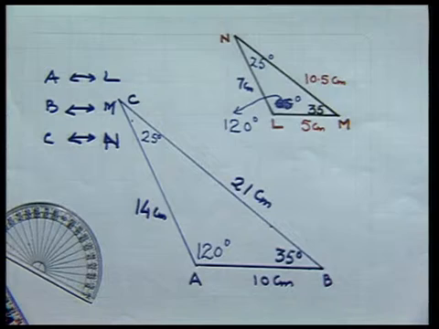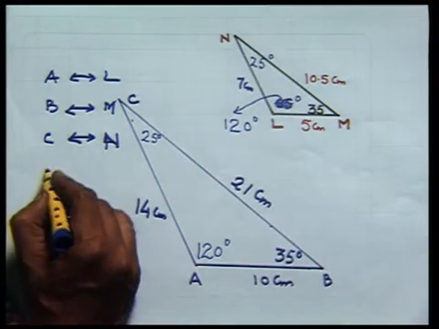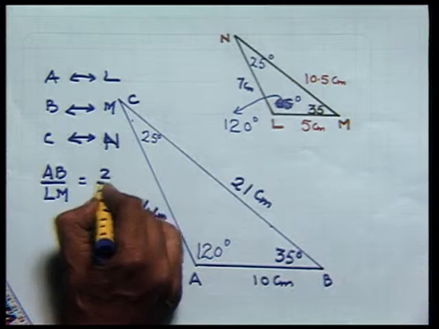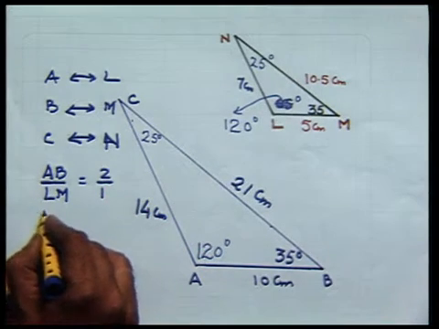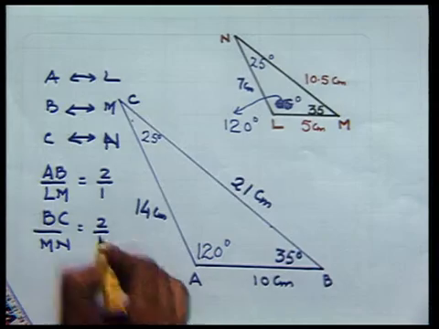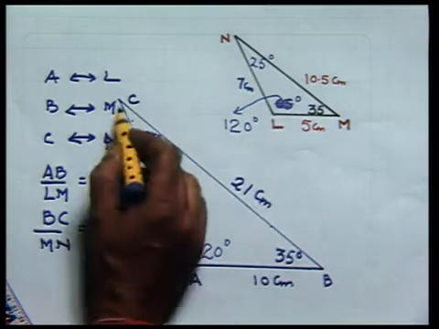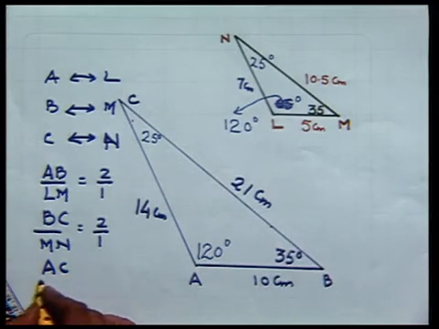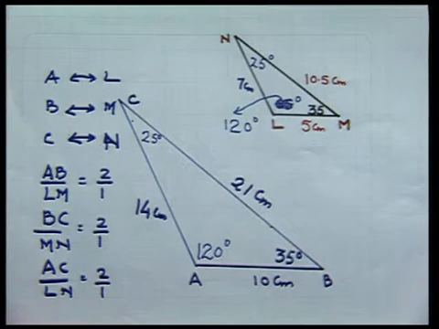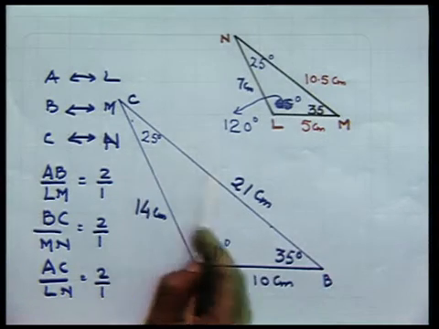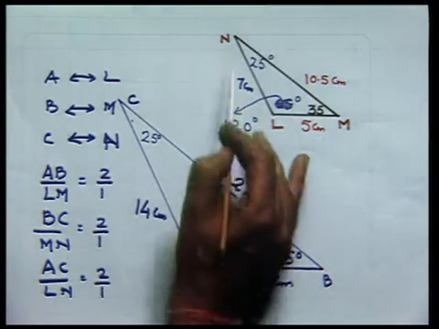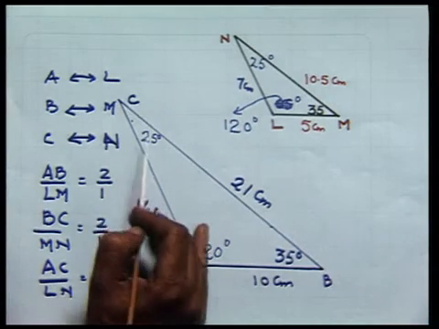So here we took the side AB upon LM, they had the ratio of 2:1, and side BC upon MN, they also had the ratio of 2:1, and then we measured the side AC and we found that AC upon LN is also 2:1, and the corresponding angles have also been found equal, that is this angle L is 120 degrees and angle A is also 120 degrees, angle N 25 and angle C is 25.